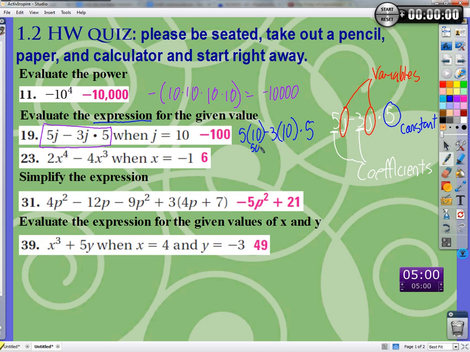So we got 50 minus 30, and the 30 multiplies by 5. What's 30 times 5? 150. So you get negative 100. This one I made sure to include a negative number that you were supposed to plug in.